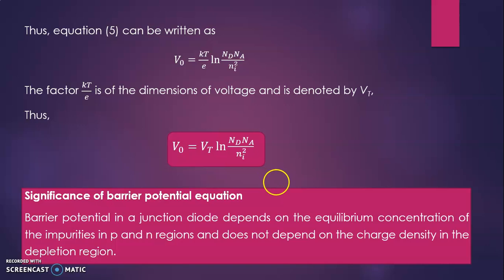See, clearly it is given that the barrier potential depends on the carrier concentration, that is, electrons in the N region and holes in the P region only. So this is about the equation of barrier potential.